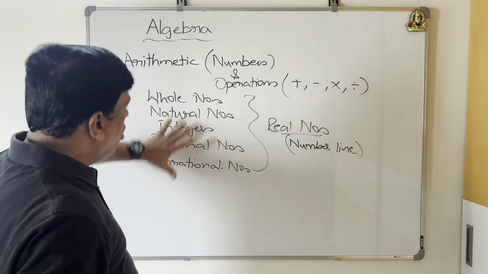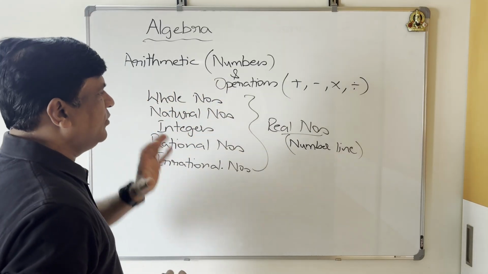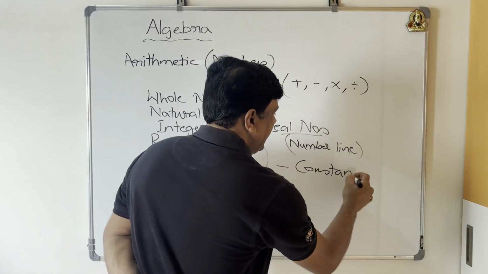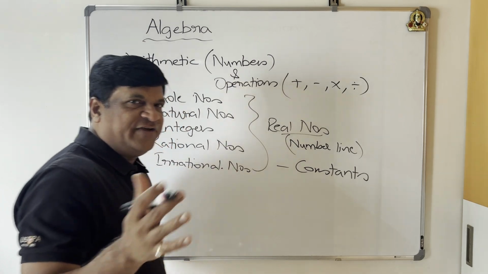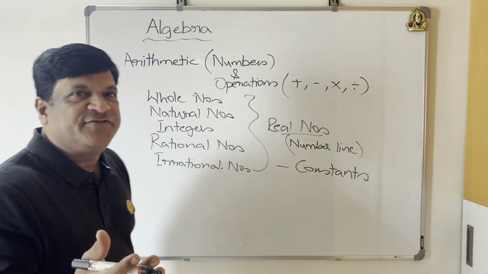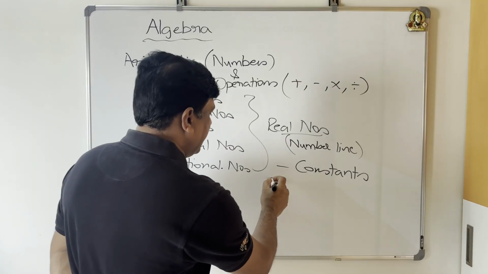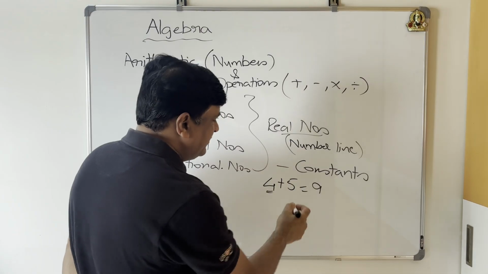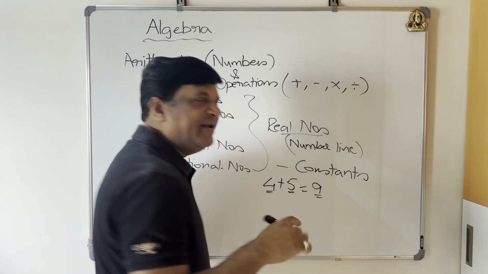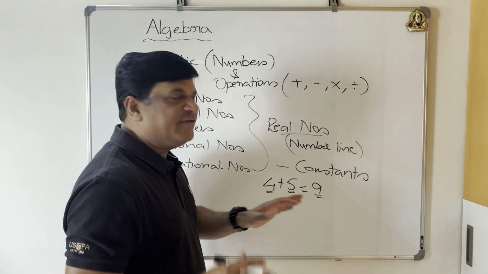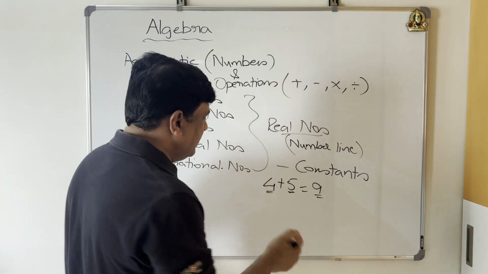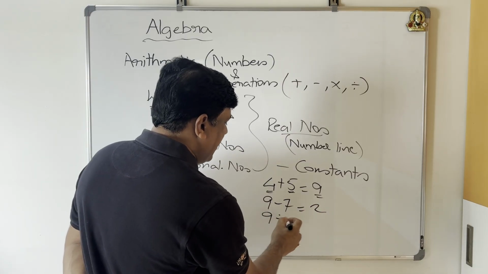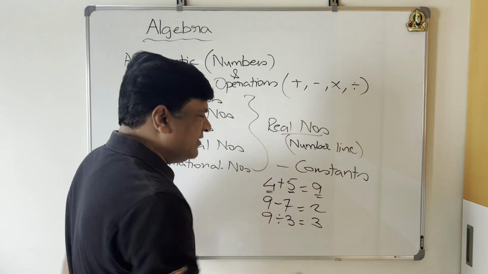So you dealt with a lot of numbers. All these numbers, whatever you dealt with, are known as constants. They don't change. If I tell you that 4 plus 5 will give you 9, nothing changes over here. Number 4 doesn't change, number 5 doesn't change, and number 9 doesn't change. These are known as constants. You cannot change them. Similarly, 9 minus 7 equals 2, 9 divided by 3 equals 3. You have done this basic math.